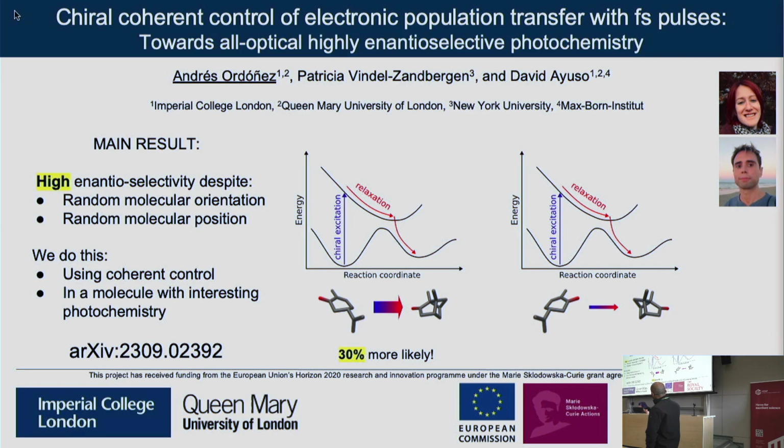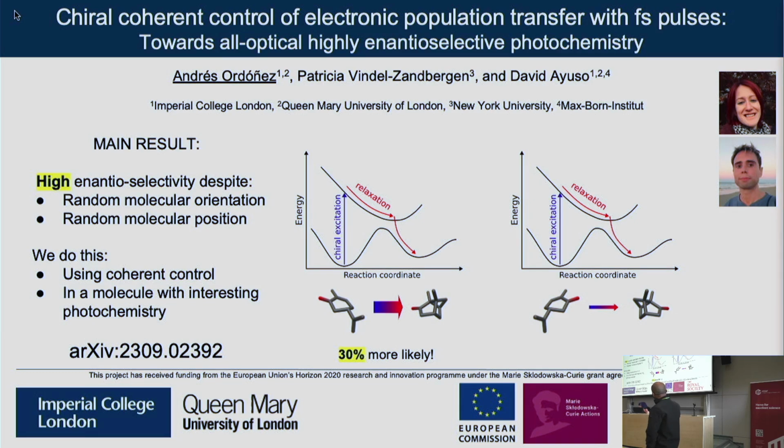We do that using a coherent control approach, and we do it in a molecule which is called carbon, which has some interesting photochemistry. Basically, when you have this electronic excitation, it triggers a very important type of photochemical reaction, a photoisomerization known as photocycloaddition.